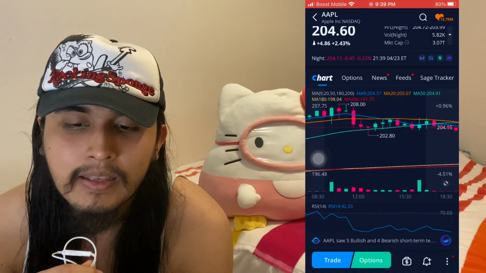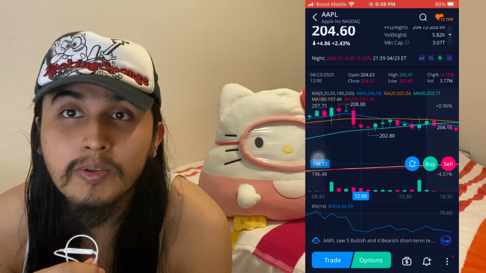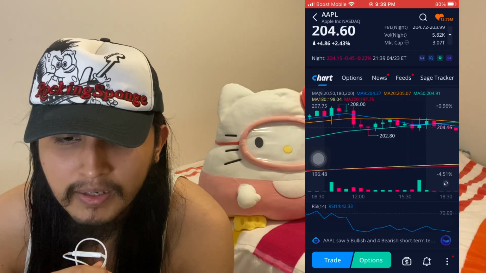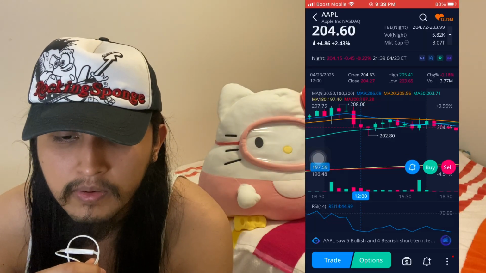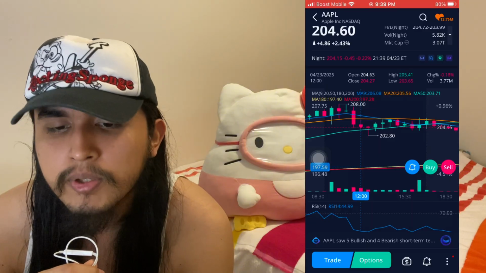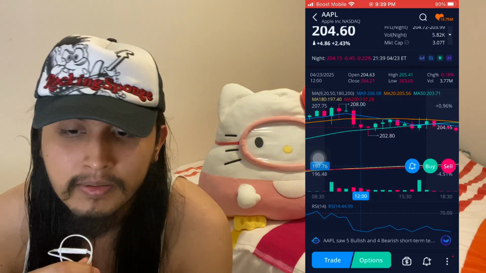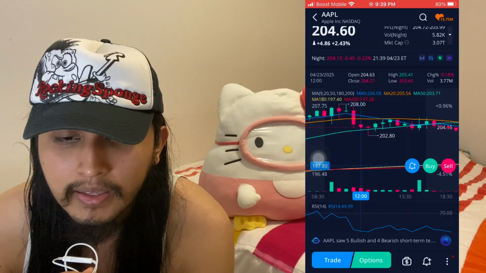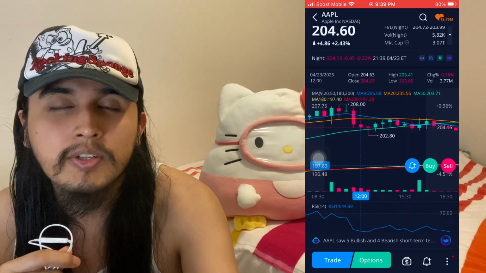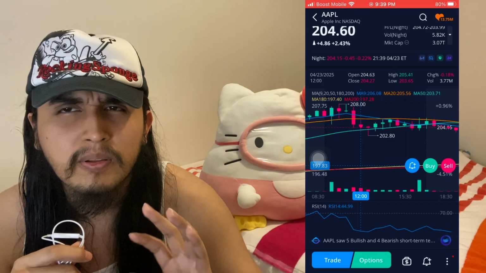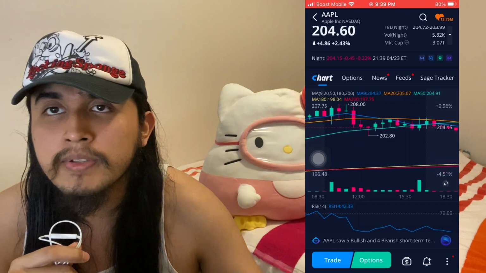But here's the thing: here you can use dollar cost averaging. Let's say you bought at the high at 205.41, you can just dollar cost average and buy once Apple lands on the 50-day moving average. That way your position, instead of being down maybe 15%, will be down close to maybe 10 or 9% now.